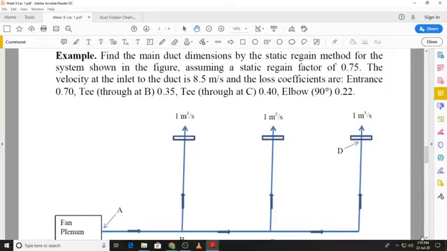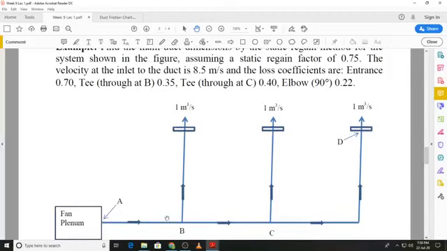We are given the static regain factor, and because we need the starting velocity after the fan plenum, which is given to us as 8.5 meters per second, and we are also given the various loss coefficients, one at entrance, then the T through at B, so that means we are moving in this direction, then the T through at C, and this 90-degree elbow. So we will apply the static regain method only to this main duct section, that is A to B, B to C, and then C to D. So that is all that we will do in this numerical.